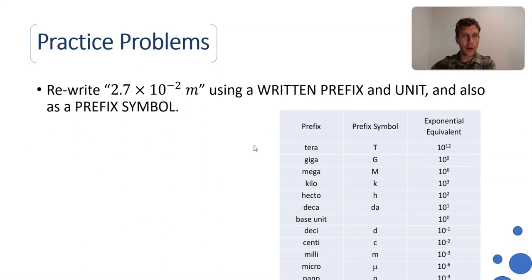Let's try another one. Rewrite 2.7 times 10 to the negative 2 meters using a written prefix and unit, and also as a prefix symbol. What in the whole world? Well, we want a written prefix and unit, so we are going to write out the prefix. It's going to be one of these. And we're going to write out the unit. So instead of m, it will be meter. 10 to the negative 2 is way down here in the chart. That is centimeters. So 2.7 centimeters. And we also want the prefix symbol, so that is going to be c and m. 2.7 cm.